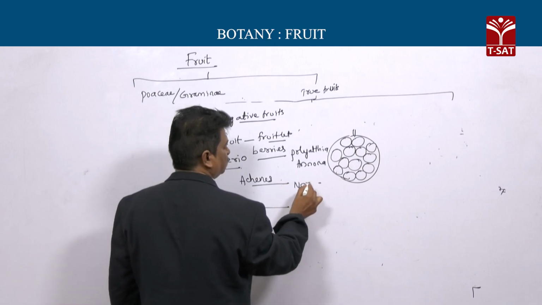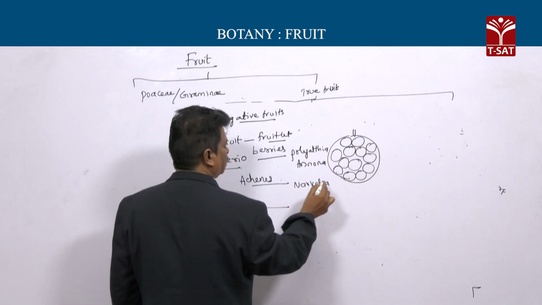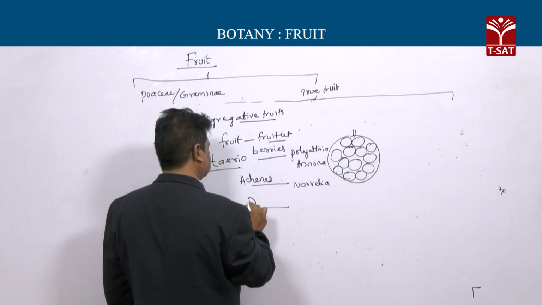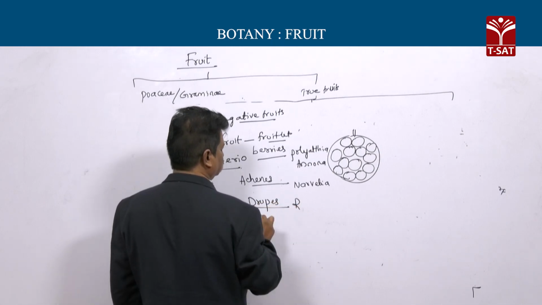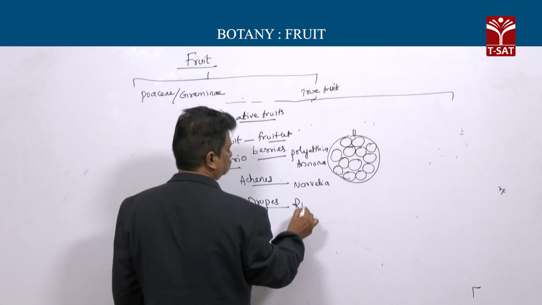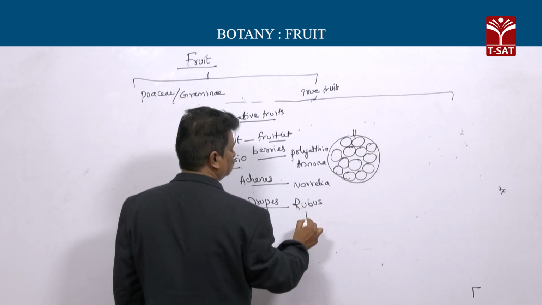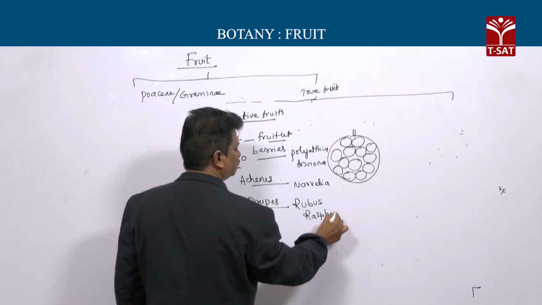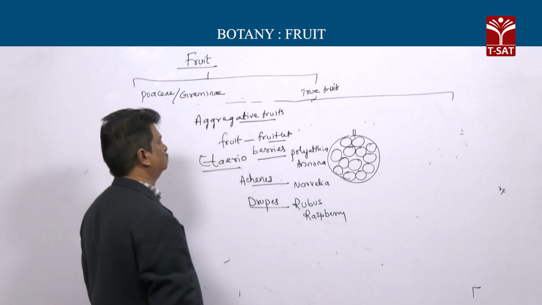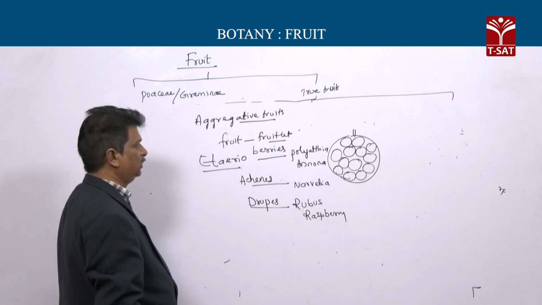Next one, etaerio of achenes. An example for this is Naravelia. The next one, etaerio of drupes: Rubus, common name raspberry. These are aggregative fruits.